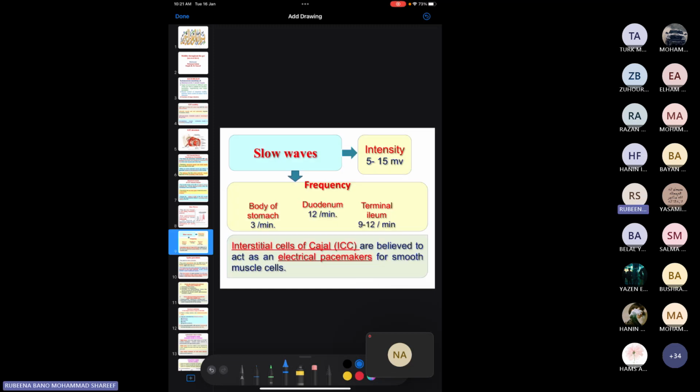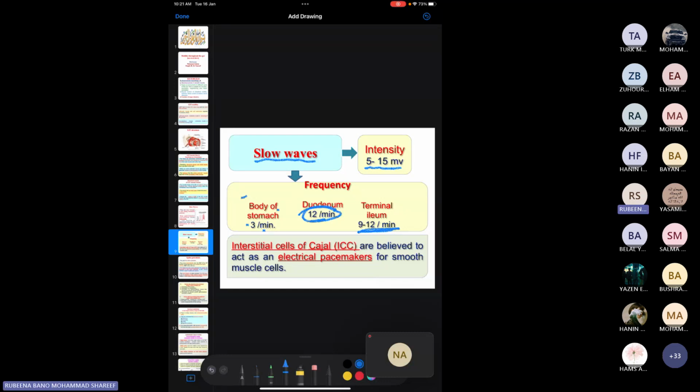Now, about slow waves: their intensity is between 5 and 15 millivolts. The frequency is different, again important for MCQs. In the body of the stomach, it is 3 times per minute. In the duodenum, it is maximum, 12 per minute. And in the terminal ileum, it is between 9 and 12 per minute.